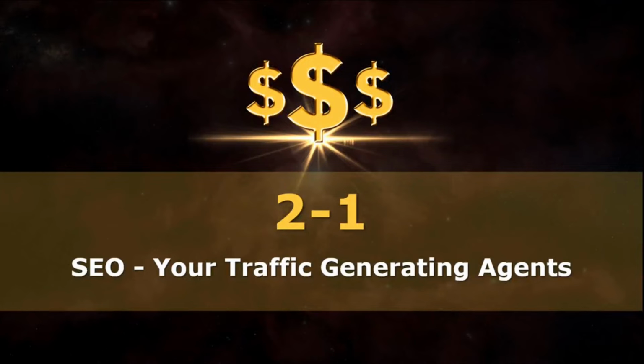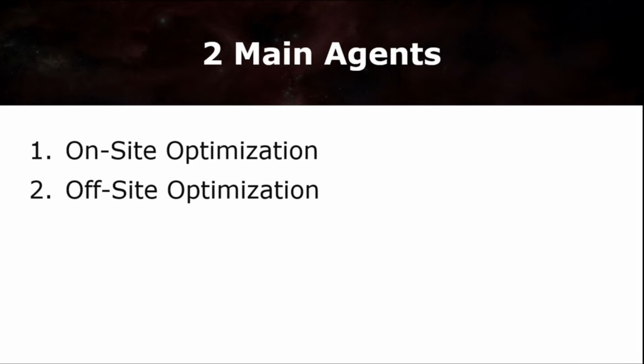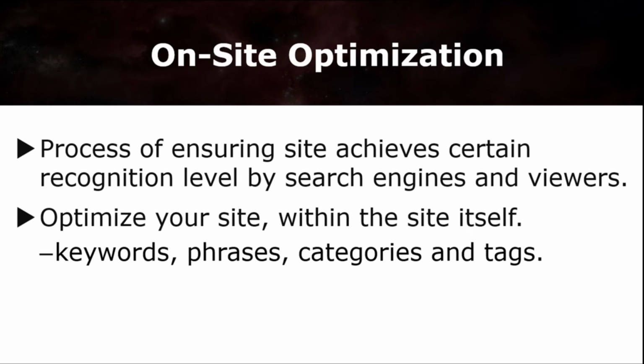Hey there, and welcome back. We've already explored the fundamentals of search engine optimization. Now, in this module, we will unravel how to effectively generate traffic via SEO's traffic agents by fully optimizing your site. There are two main agents that you need to take into account to generate your desired traffic. These agents are: 1. The on-site optimization, 2. The off-site optimization.